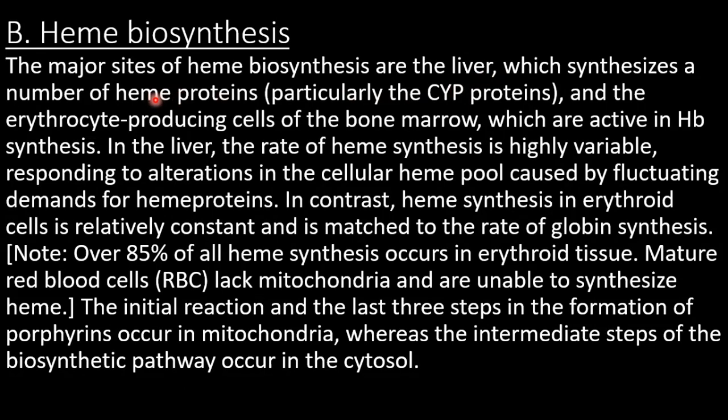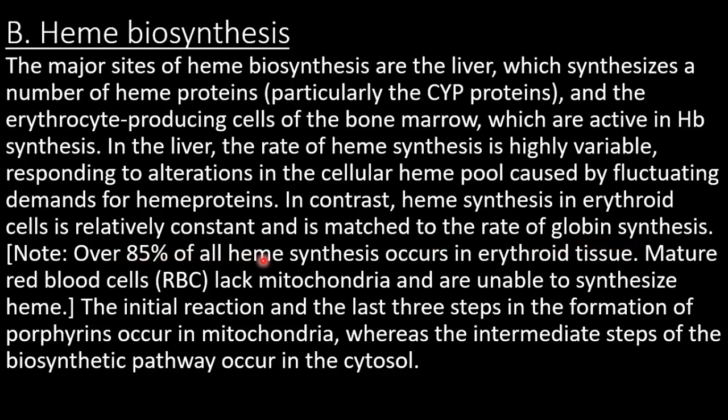The liver synthesizes a number of heme proteins, particularly the cytochrome proteins, and also the erythroid producing cells in the bone marrow are active in hemoglobin synthesis. Now, in the liver, the rate of heme synthesis is highly variable, and it responds to alterations in the cellular heme pool caused by fluctuating demand for hemoproteins. In contrast, heme synthesis in the erythroid producing cells is fairly constant, and it is matched to the rate of globin synthesis.